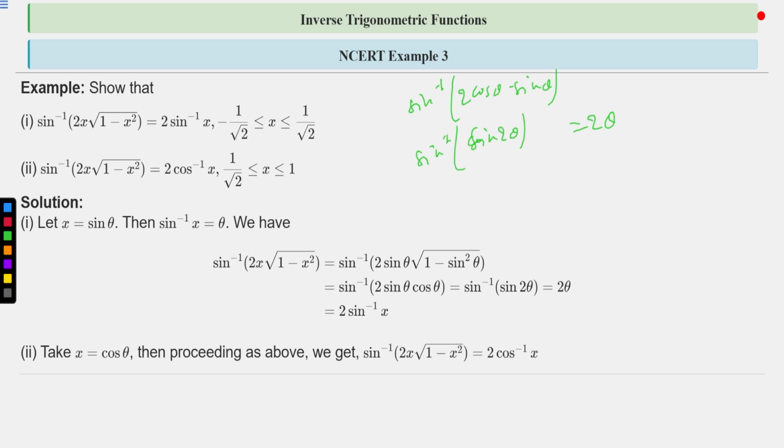And what is 2 theta? We have taken x as cos theta, right? So theta will be cos inverse x, and 2 theta will be 2 cos inverse x. Clear? 2 cos inverse x, like that, right?